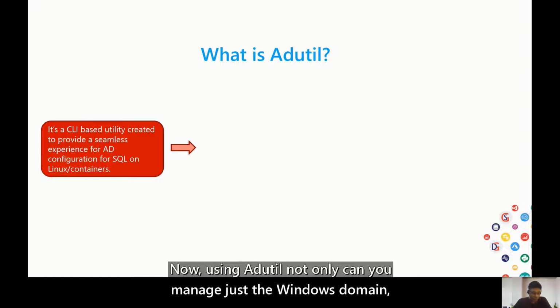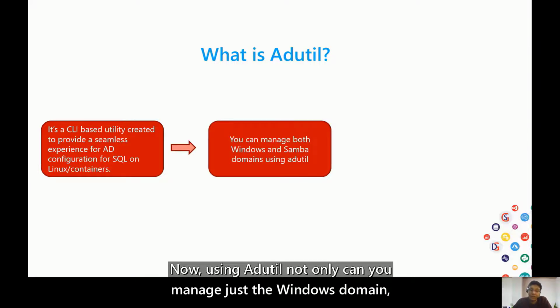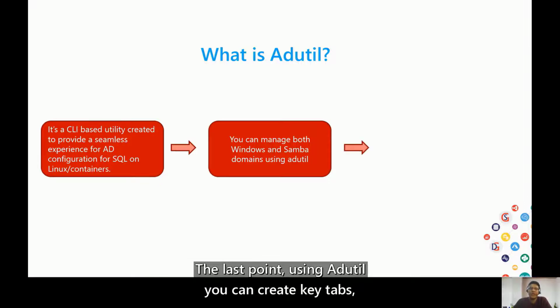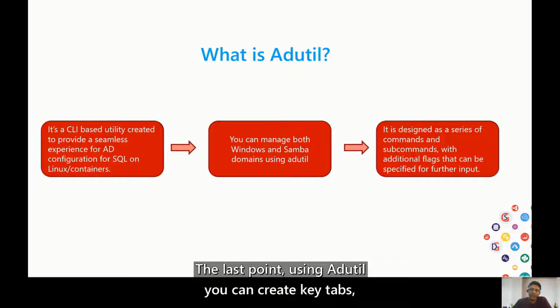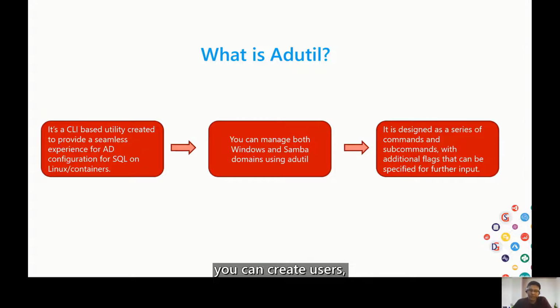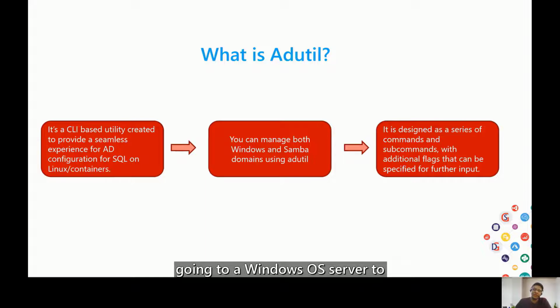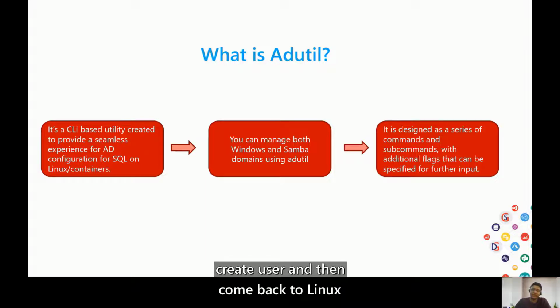Now, using AD Util, not only can you manage the Windows domain, but you can also manage the Samba domain. And the last point, using AD Util you can create keytabs, you can create users, you can manage users, you can create SPNs, you can manage SPNs, you can show SPNs. So basically you can interact with an Active Directory from your Linux server without going to a Windows server to create a user, then coming back to Linux, going back to create SPNs, and coming back to Linux to create the keytabs. You really do not want to do any of those things at this point.